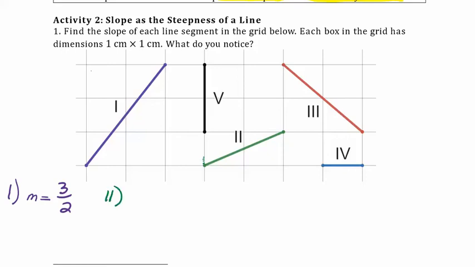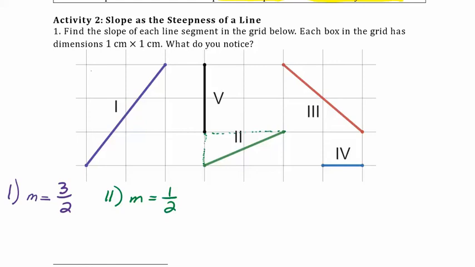Okay, let's go to line number 2. I'm going to do dotted lines. There we go. It's up 1 over 2. So the slope is up 1 over 2. So the slope is 1/2. Another way you could look at a slope of a half, this is a little bit weird, but I'll show you.